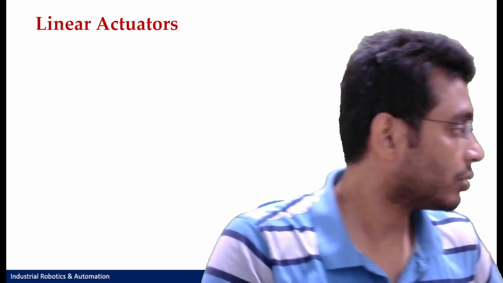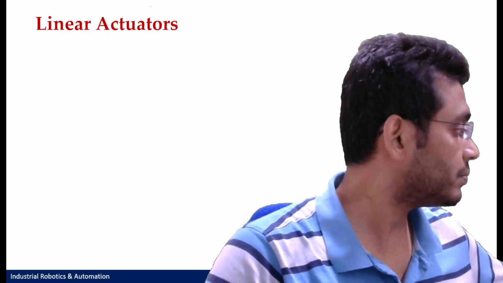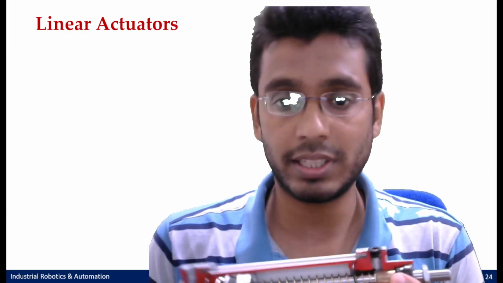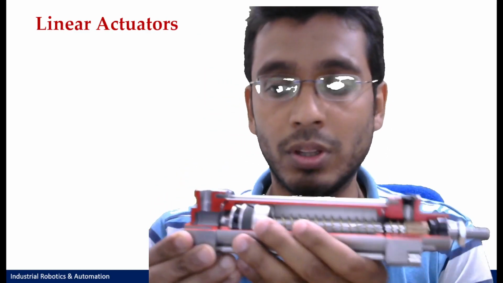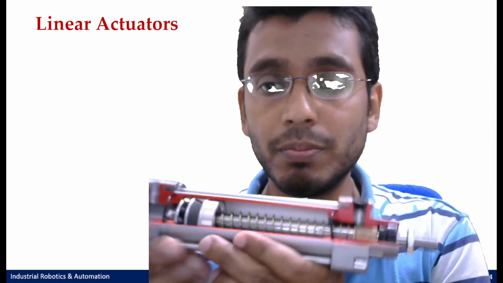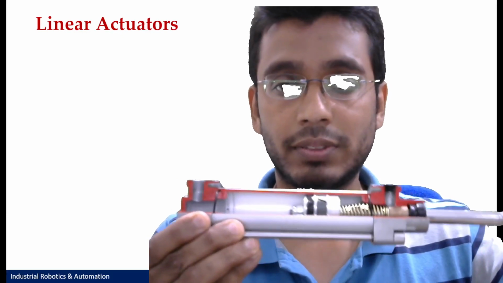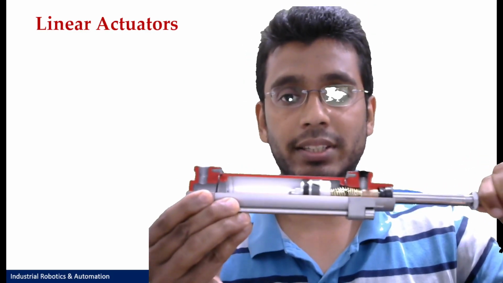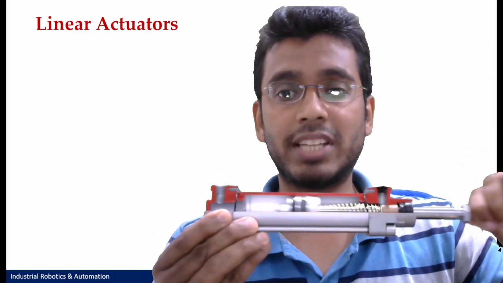Now let me just show you a cross sectional view. Okay, let me have another component here. In this it will be much more clear. Okay, so if you see, this is again, what is it? It is a single acting cylinder.